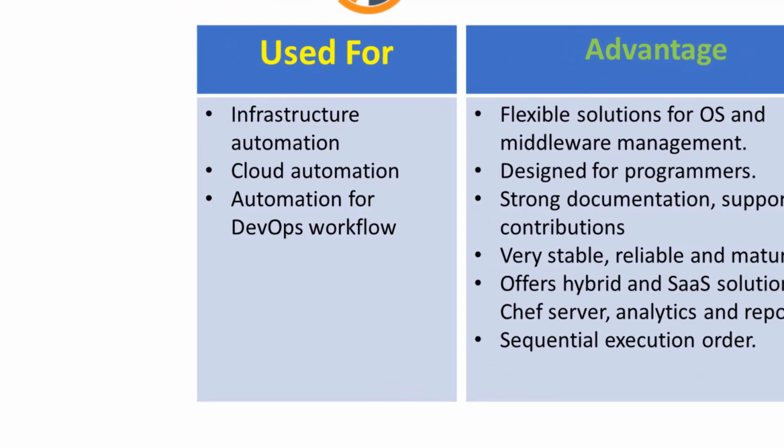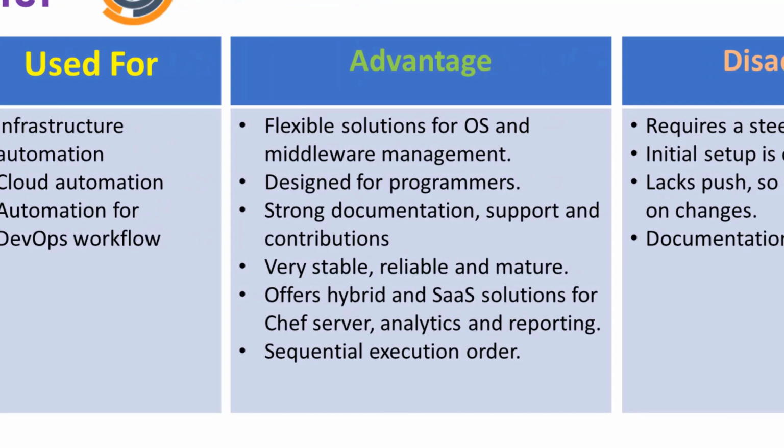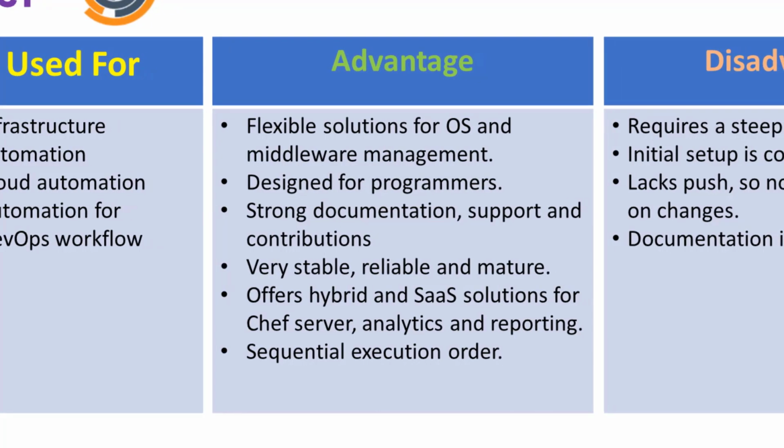Chef is used for infrastructure automation, cloud automation, and automation for DevOps workflow. Here are the advantages of Chef. Chef is one of the most flexible solutions for OS and middleware management. It is designed for programmers. It has strong documentation, support, and contribution from an active community. It is very stable, reliable, and mature, especially for large-scale deployments in both public and private environments. Chef offers hybrid and SaaS solutions for Chef Server, analytics, and reporting, and it has sequential execution of order.